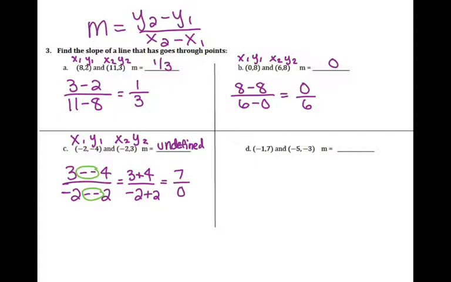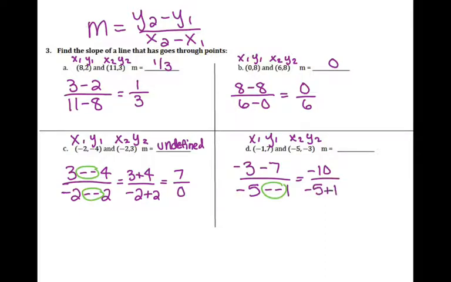All right, another one. x1, y1, x2, y2. So I have y2 minus y1 over x2 minus x1. Subtracting a negative once again, so I'm going to rewrite it. I have negative 3 minus 7 gives me negative 10 over negative 5 plus 1. That gives me negative 10 over negative 4. Both of those numbers are divisible by 2. I'm also dividing a negative by a negative, which gives me a positive 5/2. So my slope for letter D is 5 over 2.